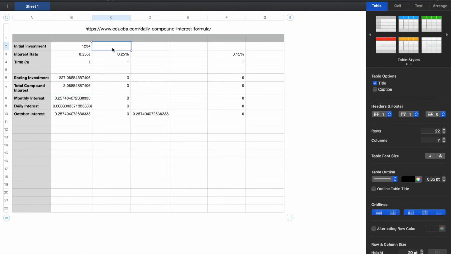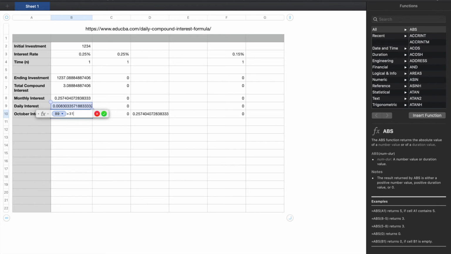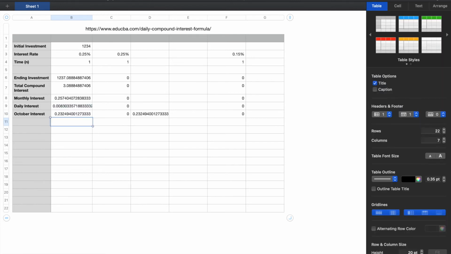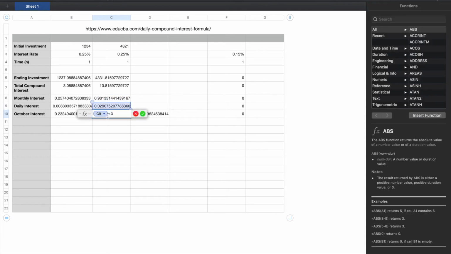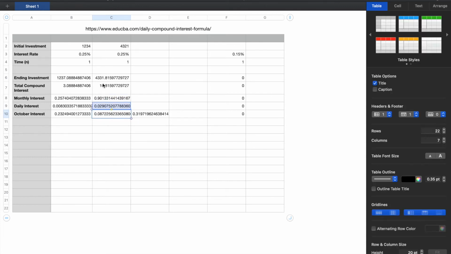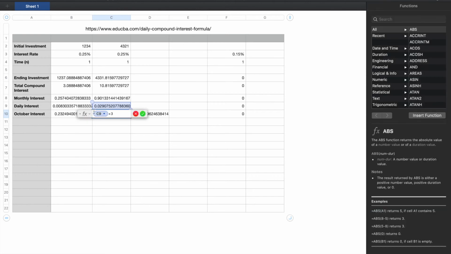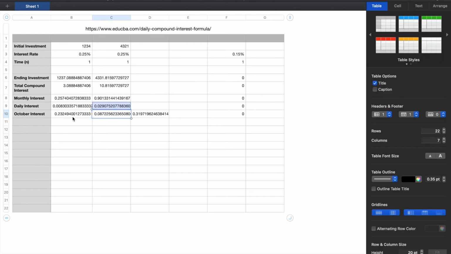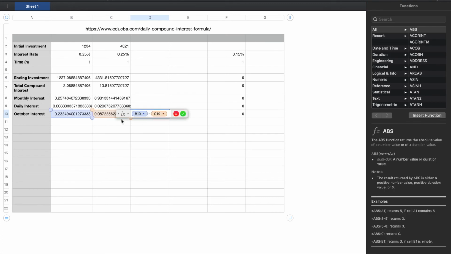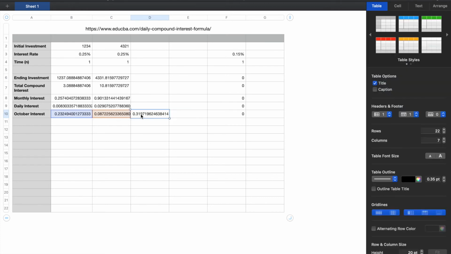But let's say in the middle of October, so we're going to change this. Let's say I kept this for 28 days. But then in the middle of October, I added $4,321. I would get 8 cents for these 3 days. So you take the daily interest times 3 days, and then you can add that up, and in your statement you should see 32 cents of interest for that month.